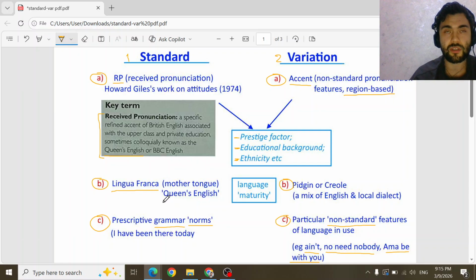So this is the moment when we come back to the Queen's English, and during my years at university, probably incorrectly, the whole language, like English spoken anywhere, would be a variation, and everything which is spoken on the territory of the United Kingdom would be called Queen's English. But again, we need to remember the terminology. When we speak about variation, in point B, we can consider these terms, which is pidgin and creole.